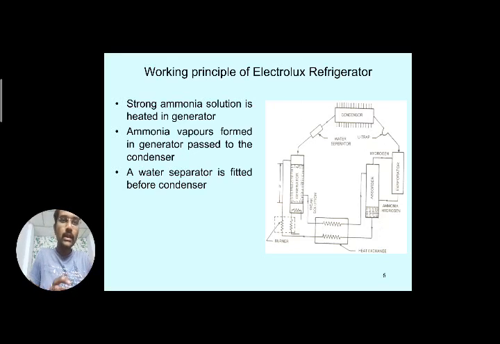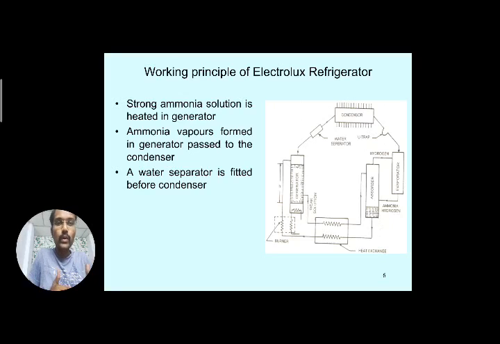If the concentration of ammonia is high, it is a strong ammonia solution, and this solution is present in the generator. Whenever it gets heated, ammonia vapors are generated or formed due to a little addition of heat with the help of a burner. Ammonia vapors are formed in the generator at the top, and they are passed to the condenser.